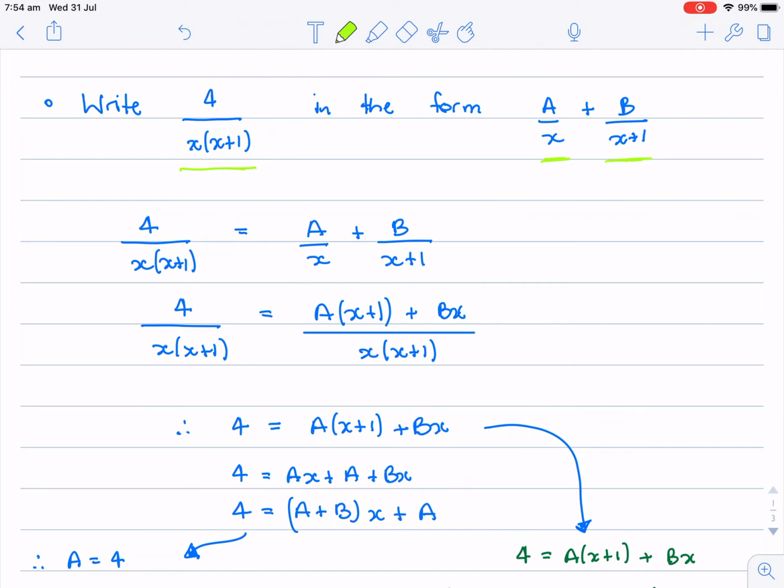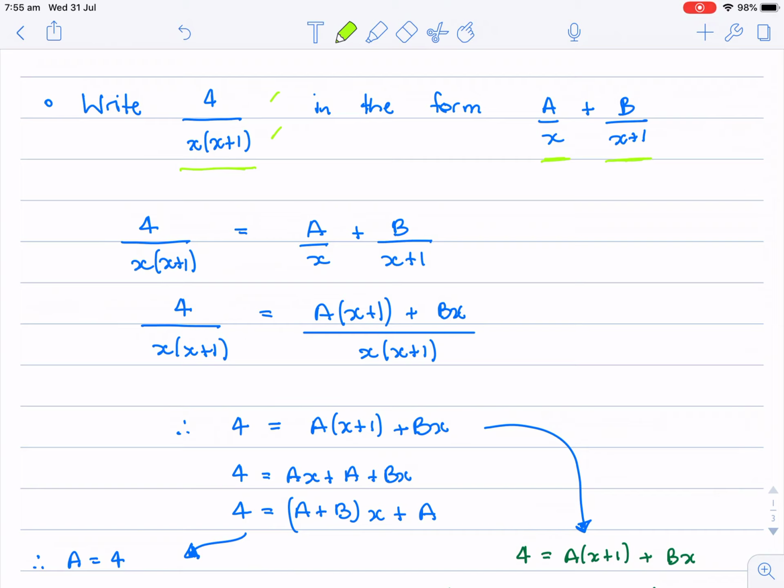What I should say about partial fractions as well is that I shouldn't be able to do any division between our numerator here and our denominator. The denominator should be of a degree that's higher than the numerator. If the numerator has a higher degree, we can do some polynomial division, but this is not going to be the case in the questions we're doing. So you can see the degree of 4 is 0 and the degree of the denominator here is 2. So that's not a problem.